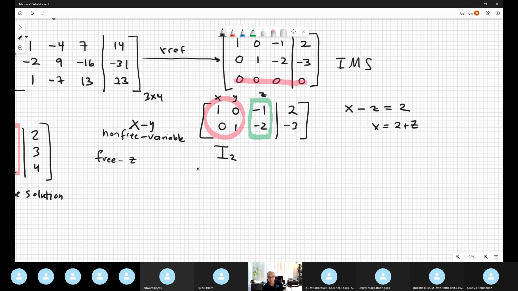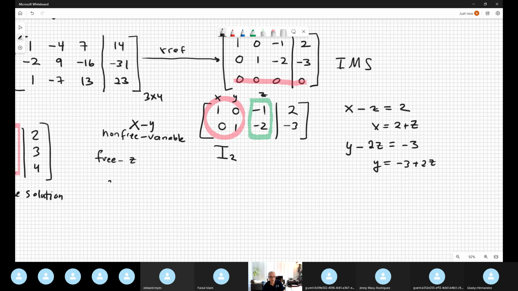Likewise, in the second equation, we have no x, 1y, minus 2z, equal minus 3. Therefore, y alone, which is a non-free variable, is equal to minus 3 plus 2c. And how do you write the final answer? There are many ways, two different ways, not many, two.